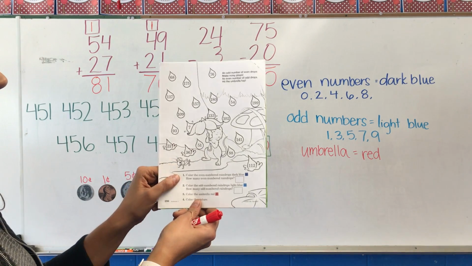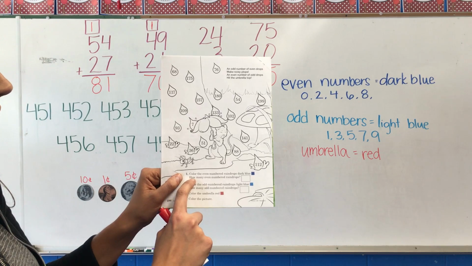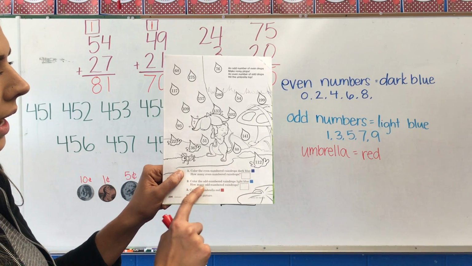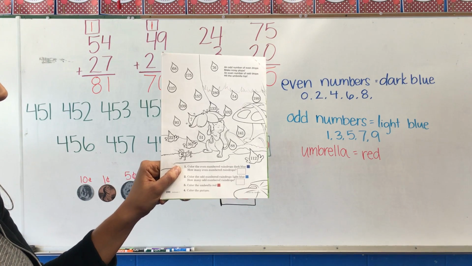And then once you're done coloring, you're going to answer the questions. How many even number of raindrops for number 1, and how many odd number of raindrops for number 2?